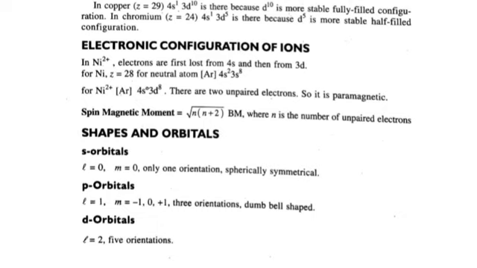Now shape of the orbitals. The s orbital shape will be spherical, symmetrical. The p orbital shape will have 3 orientations, dumbbell shape. The d orbitals have 5 orientations and double dumbbell shape.